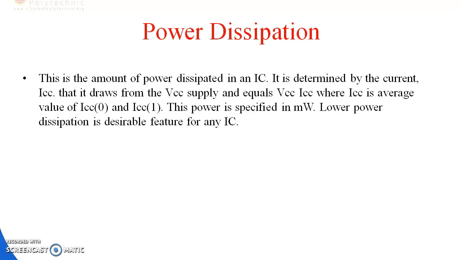Next is power dissipation. This is the amount of power dissipated in an IC. It is determined by the current ICC that it draws from the VCC supply and equals VCC into ICC, where ICC is the average value of ICC0 and ICC1. This power is specified in milliwatts. Lower power dissipation is a desirable feature for any IC.